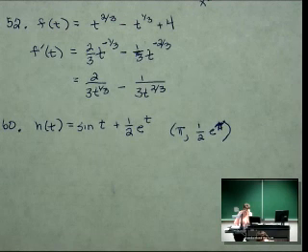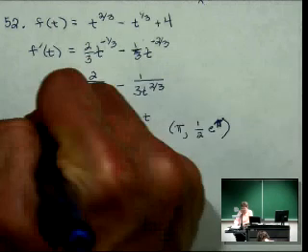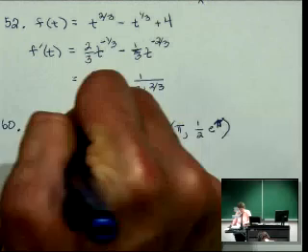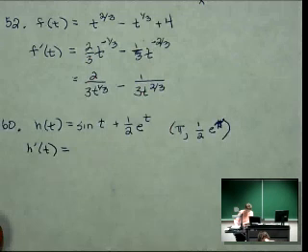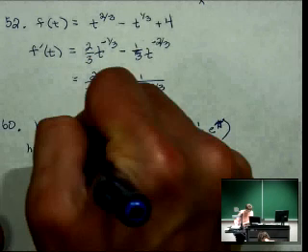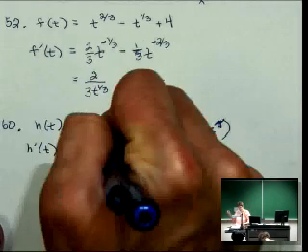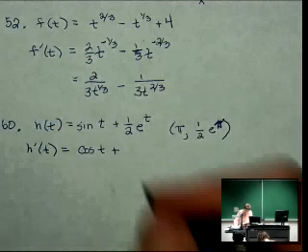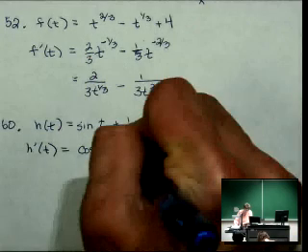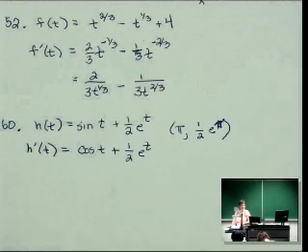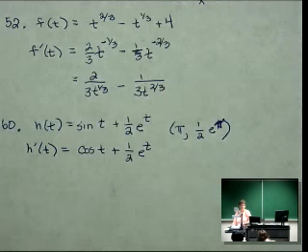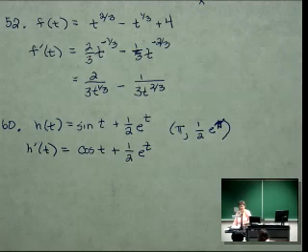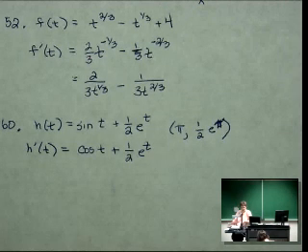On the derivative. All right, find the derivative. What's the derivative of sine t? Cosine t. And what's the derivative of 1/2 e to the t? 1/2 e to the t. So far, so good? Is that the equation of the tangent line? That's just the derivative.